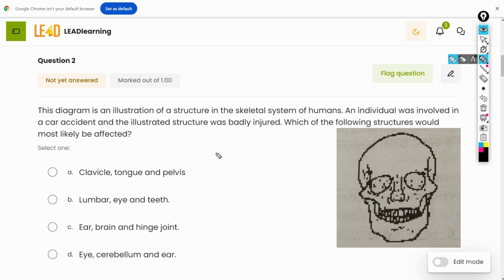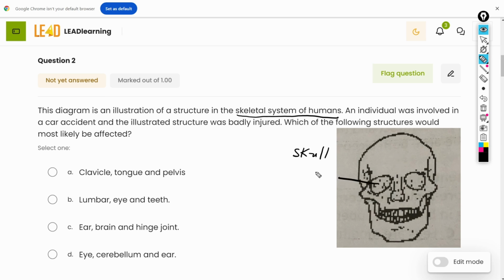Question 2. This diagram is an illustration of a structure in the skeletal system of humans. An individual was involved in a car accident and the illustrated structure was badly injured. Which of the following structures would most likely be affected? Now, let's look at what this entire diagram is. This is a diagram of the human skull. Given the correct answer here, we need to identify the organs that are housed or contained in the human skull.